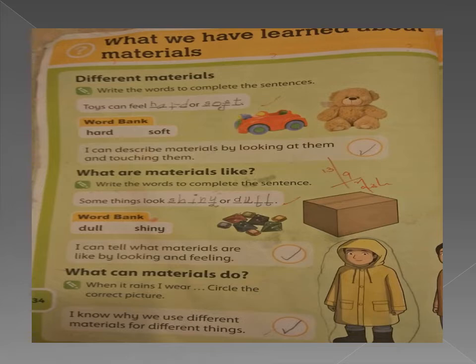I know why we use different materials for different things. Yes, can you tell why we use different materials for different things? Yes, you have to tick this box. We know why we use different materials for different things, because the properties of the materials make them fit for certain purposes.